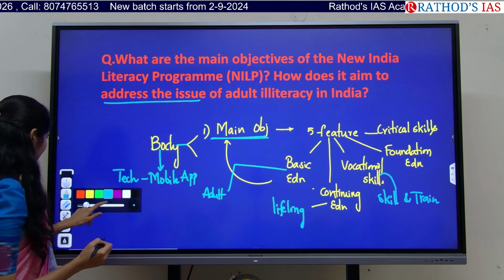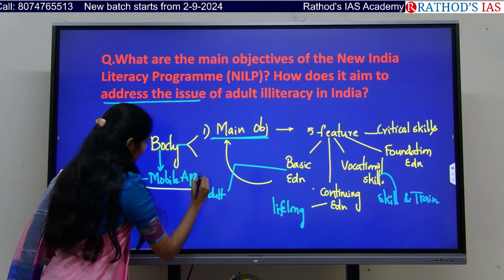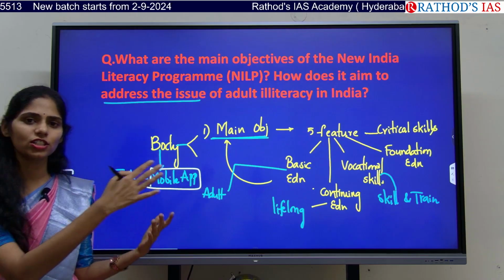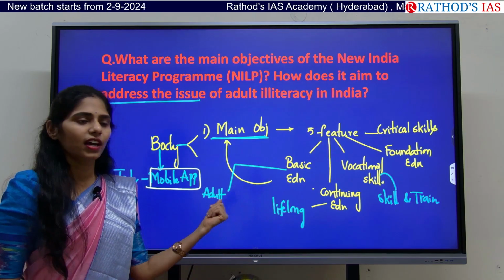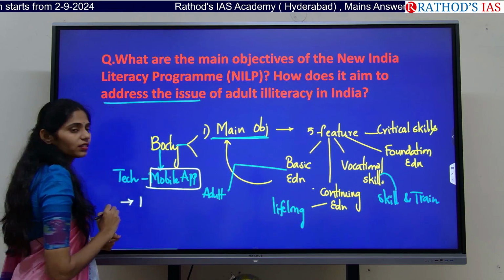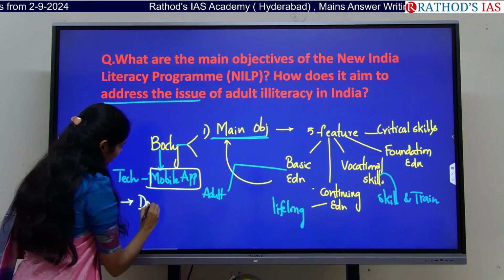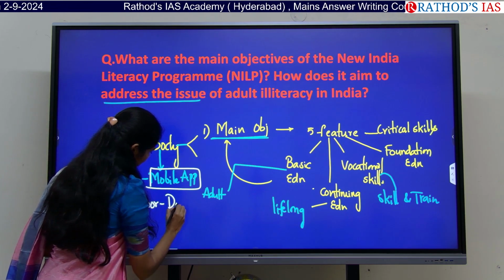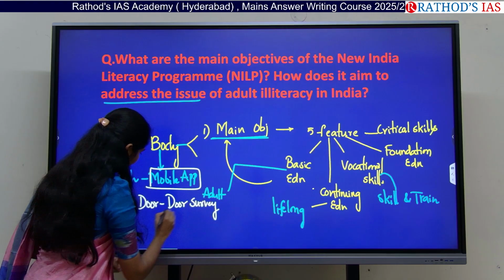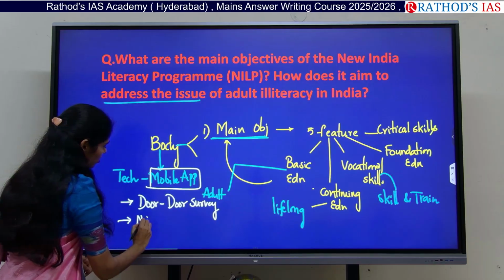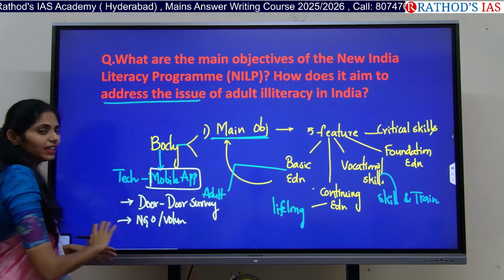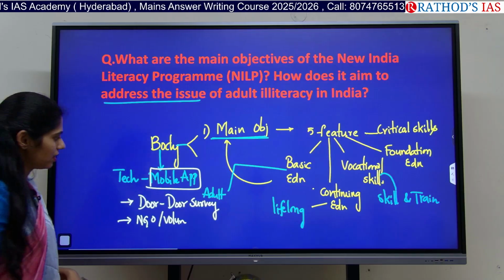Okay. So first one is we are focusing on mobile app so that voluntary registration can be done by the adults. And second one here is we are focusing on what? Door-to-door survey. And we are also taking help of NGOs and other volunteers so that the reach will be increased.